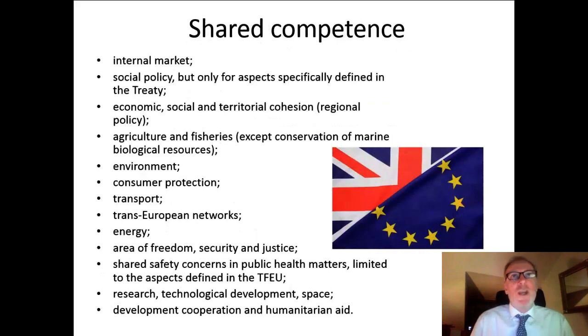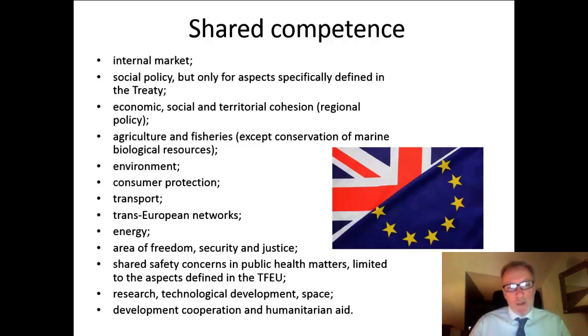The shared competence means that they make the rules, but we can go a little bit further than that as long as those rules are in concert with whatever the EU makes. So, internal market, some aspects of social policy, economic, social and territorial cohesion, agriculture and fisheries, except for the conservation of marine biological resources, so that's things like subsidies, environment, consumer protection, transport, trans-European networks, energy, freedom, security and justice, some elements of public health, though that's very limited, research, development, space, development cooperation, humanitarian aid, again those are limited in reality.